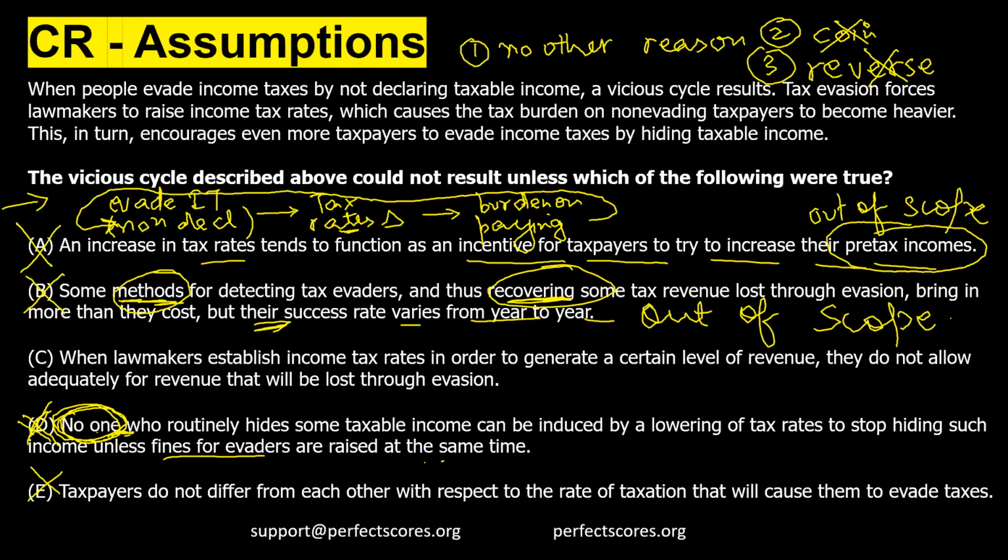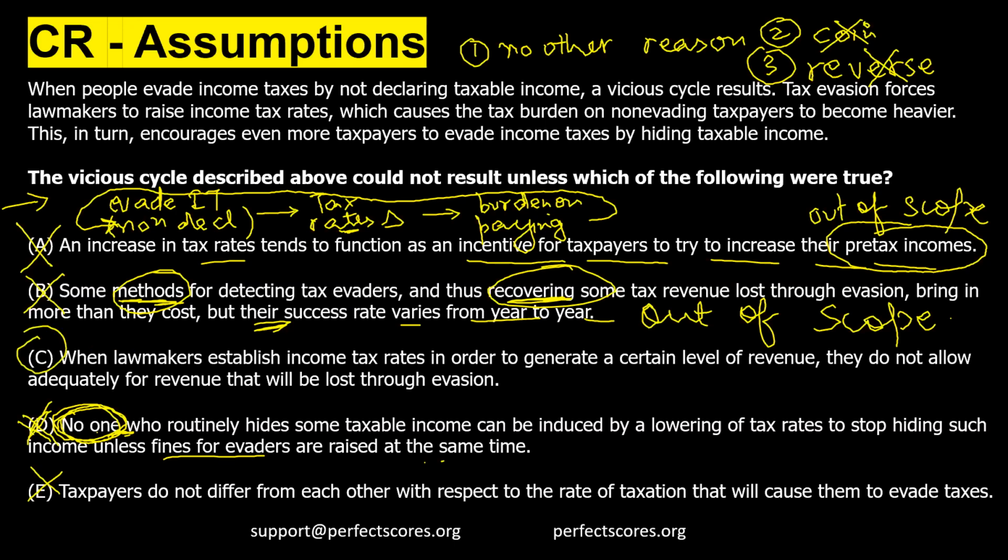See, again, this is something that you already knew, that extreme options are wrong. But sometimes you're not easily able to recognize that this is an extreme option. This basically says that there's not even one person who can be induced by lowering of taxes unless the fines are raised at the same time. There's always a possibility that there's one person like that. So that is why D is wrong and C is the answer.